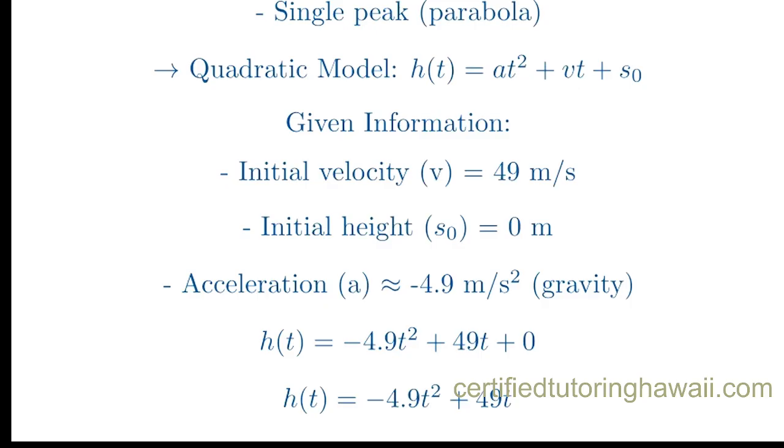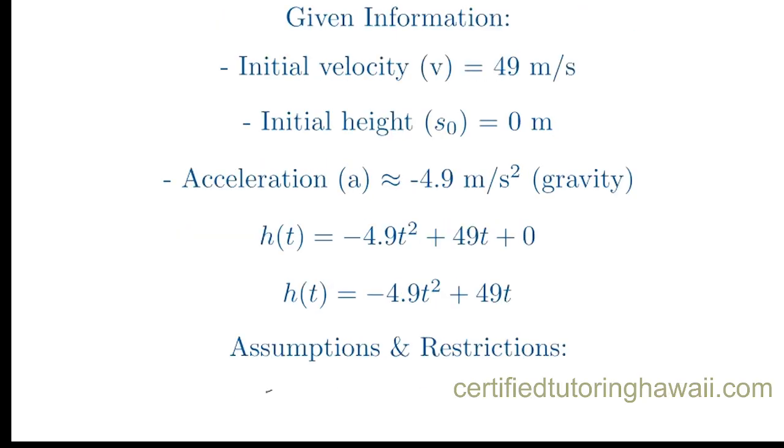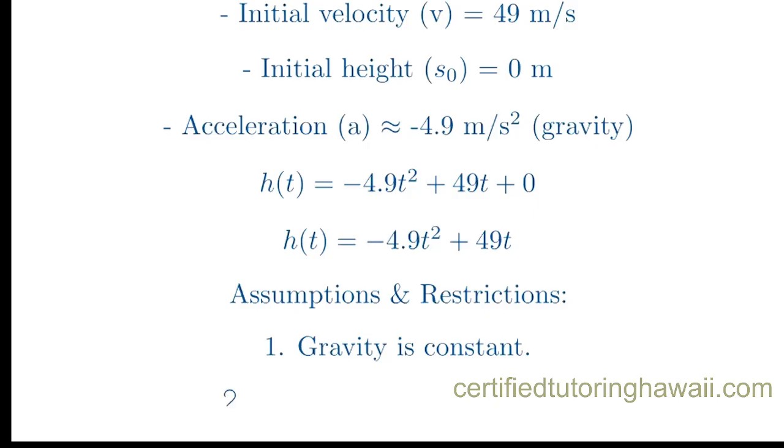But what about our assumptions? Let's be explicit. First, we assume gravity is constant at minus 4.9. In reality, it varies slightly with altitude, but for a toy rocket, this is a reasonable simplification. Second, and crucially, we are ignoring air resistance. Air resistance would slow the rocket down much more quickly.